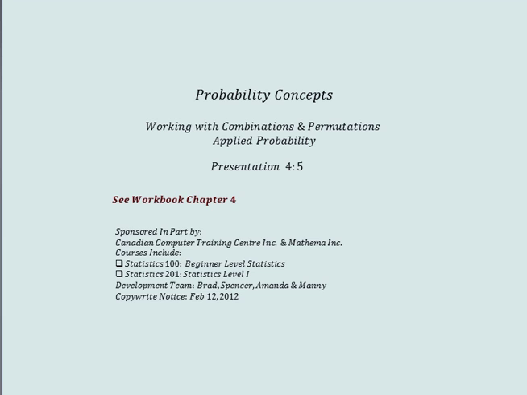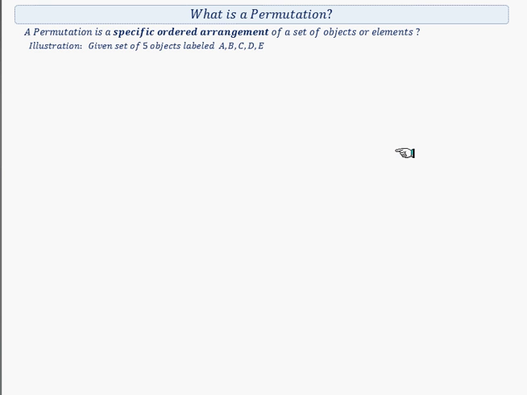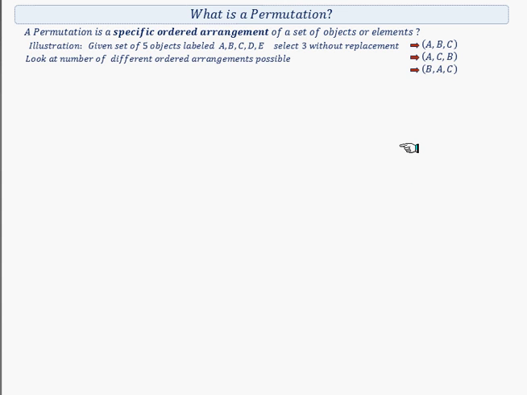This is presentation 405, and the topic is probability using combinations and permutations. Now we're going to look at a permutation first. A permutation is a specific ordered arrangement of a set. So starting with a set of 5 objects, we select 3, so we're looking at different ordered arrangements. As you can see here, we just permute, or change, the ordering to get a permutation.